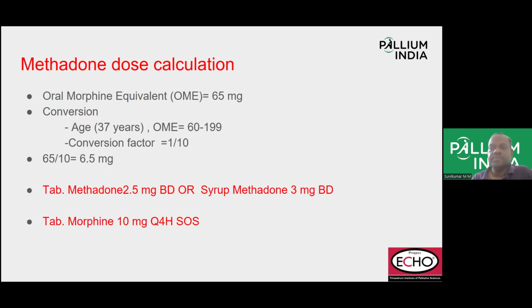That means you need not give morphine every 4 hours. Only if needed, you can give morphine, but in a 4-hourly fashion. So, for example, suppose you give methadone at 6 a.m. in the morning, 2.5 milligram. You will ask the patient, do you have pain? If the patient has pain, you will give morphine 10 milligram.